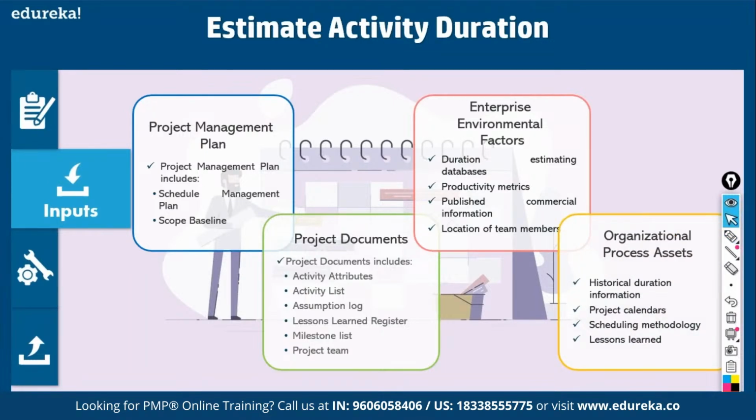Then comes organizational processes, historical duration. This is information from earlier projects, which you can use. Project calendar. What is a project calendar? If a project is running on 2 shifts, you'll have 2 project calendars. 3 shifts, 3 calendars. So you have to plan schedules in all the calendars. Then scheduling methodology. You have precedence diagramming method, activity on node, and many other methods, critical path, critical chain. You can decide what has to be applied.